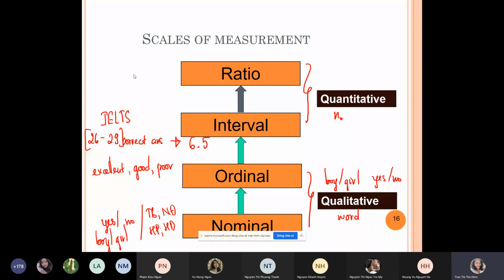Is there any question here, class? Is this clear to you, the definitions of the scales? Yes. Yes.